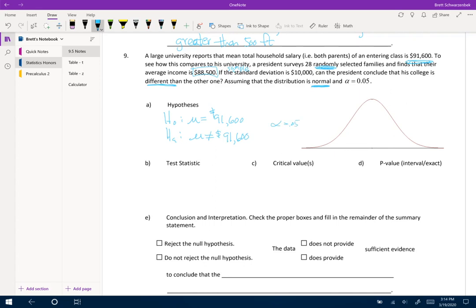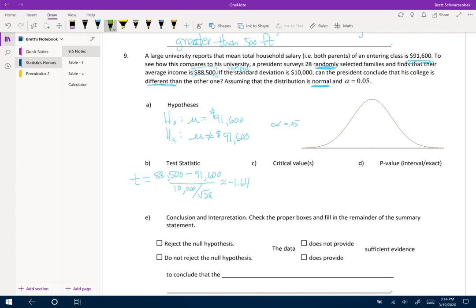Okay, so let's move on to our test statistic. We're doing X bar, which is 88,500, minus 91,600, our mu, over our standard deviation, which is 10,000, divided by root 28. Doing this calculation will get you approximately negative 1.64. This is our test statistic, a similar process to what we were doing. So now we have to see what kind of decision we're going to make here.